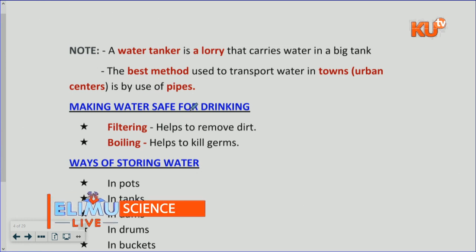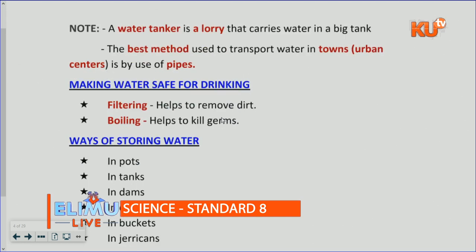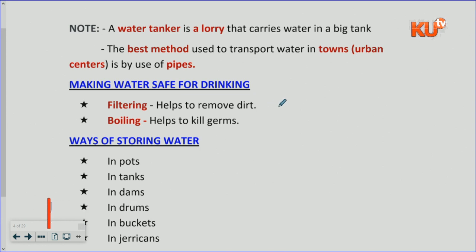In class 2, we learned about ways of making water safe for drinking. There are two main ways of making water safe for drinking. One is by filtering. When you are filtering water, we use a clean white cloth, a container, and dirty water. Those are the three major materials that we use when you are filtering water.